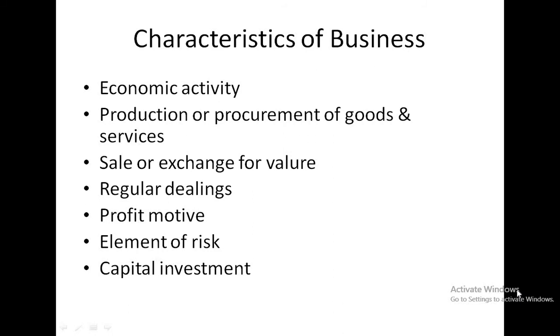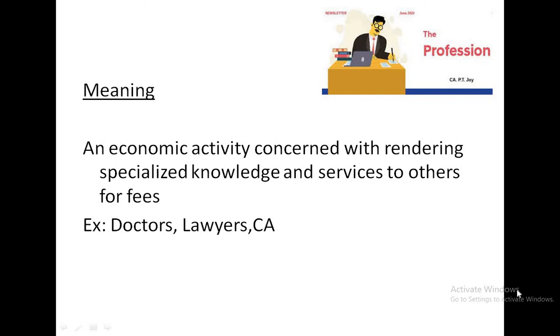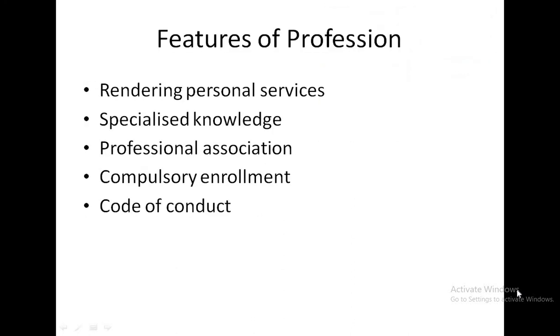Hope the features of business are clear to you. Next is the profession, the meaning of profession. Profession is an economic activity concerned with rendering specialized knowledge and services to others for fees. Example, doctors, lawyers, chartered accountants, etc. So we'll see in detail the features of profession.